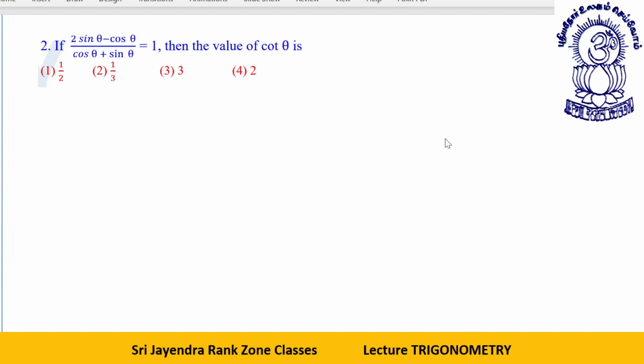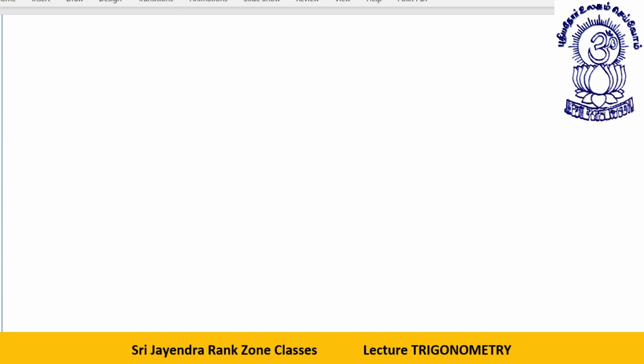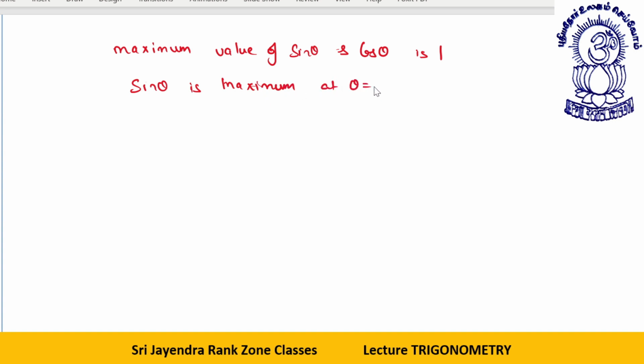We have done a reasonable amount of questions on this exercise. Now I will come to another important concept: the maximum value of sine theta and cos theta is 1. Sine theta is maximum at theta is equal to 90 degree. What do I mean to say? I mean to say sine 90 degree is equal to 1.